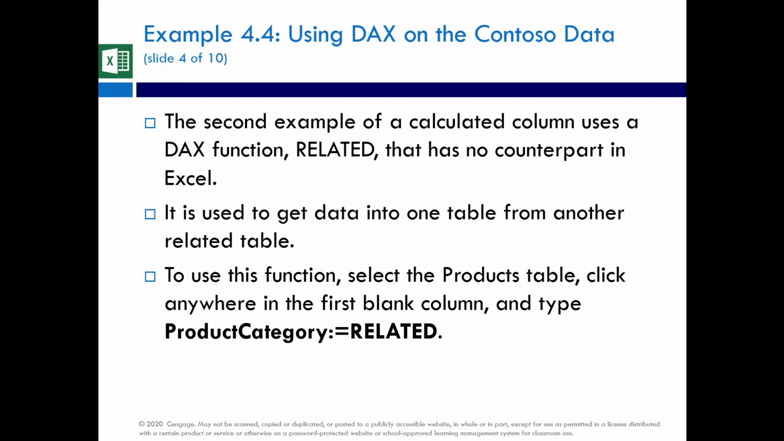The second example of a calculated column uses a DAX function, RELATED, that has no counterpart in Excel. It is used to get data into one table from another related table. To use this function, select the products table, click anywhere in the first column, and type product category equals RELATED.